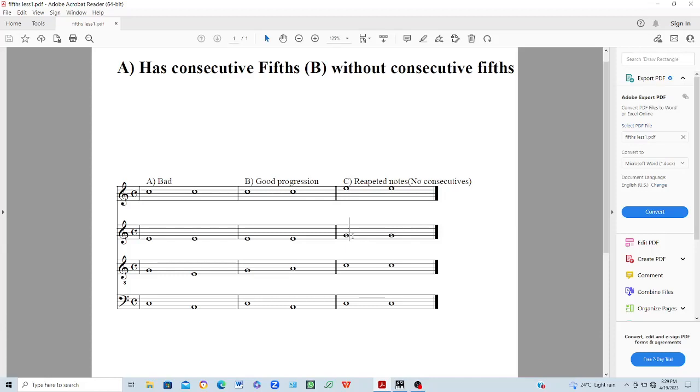I want to play this in a music software, Noteworthy Composer, so that we can listen to the quality of harmony in the first bar and in the second bar. I have opened it in Noteworthy software so that I'm able to play the notes. Listen to the first bar where we have a bad progression because of the consecutives occurring in the bass parts and tenor parts.